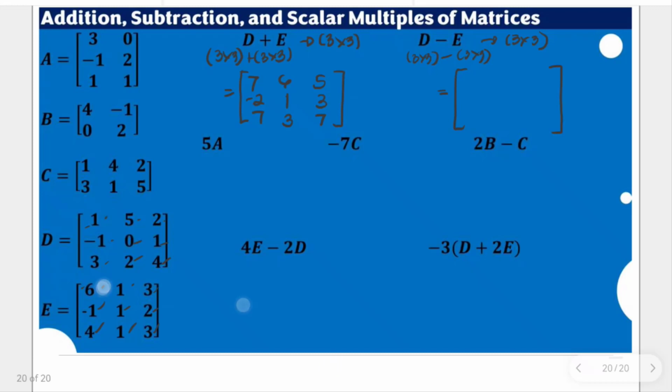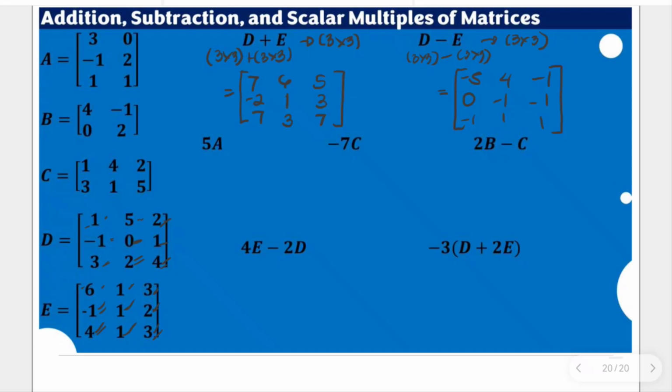So 1 minus 6, negative 5. Now 5 minus 1, 4. 2 minus 3, negative 1. Next, negative 1 minus negative 1, that's plus 1, 0. 0 minus 1, negative 1. 1 minus 2, negative 1 as well. 3 minus 4, negative 1. 2 minus 1, positive 1. 4 minus 3, positive 1. This is the result for D minus E.